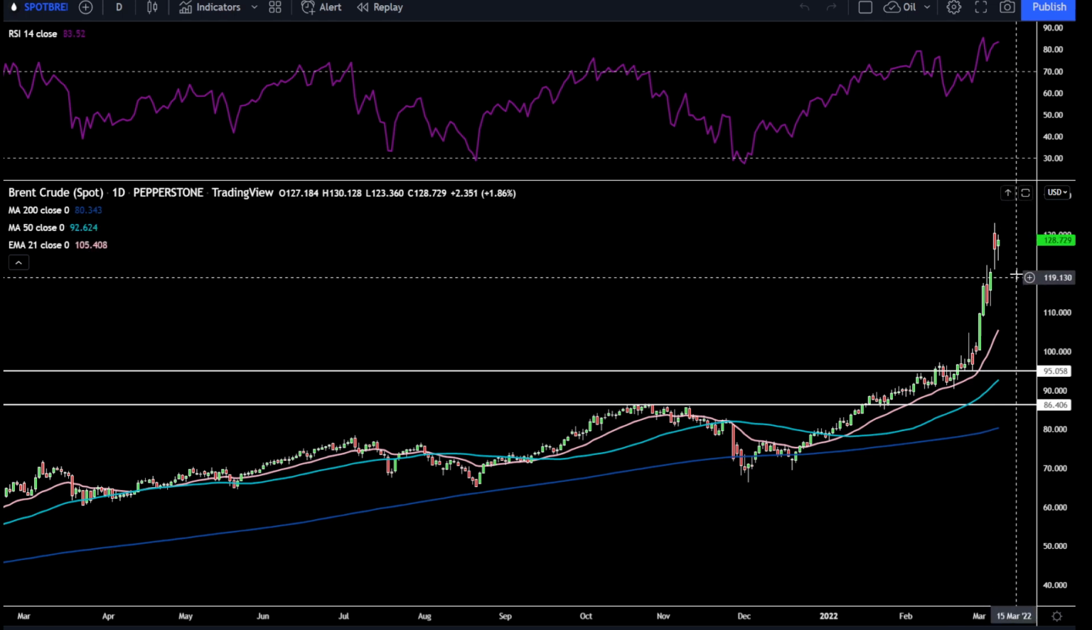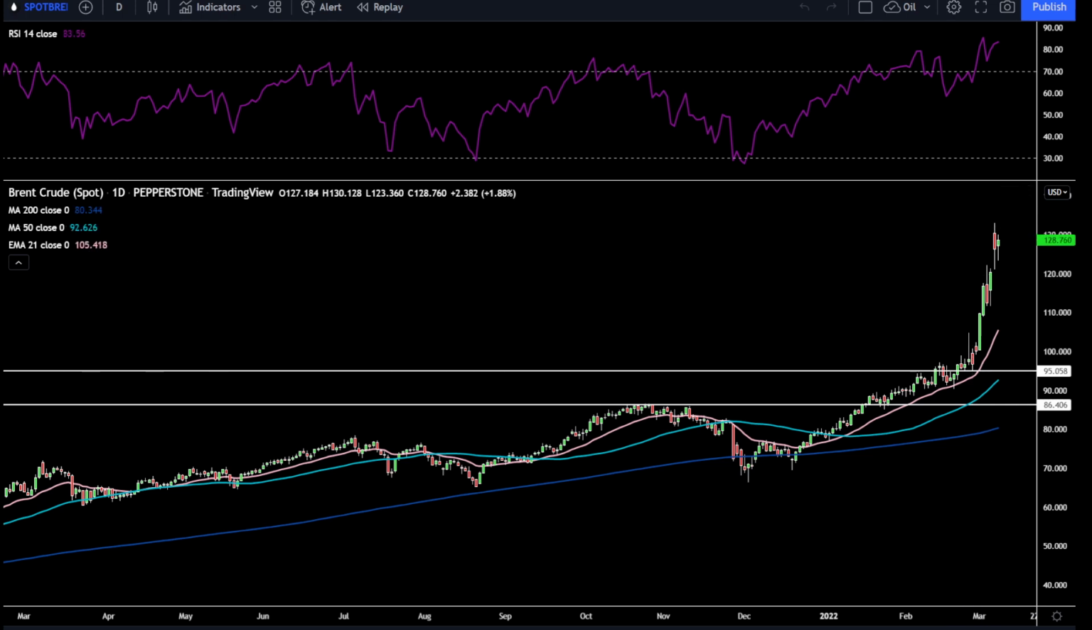And I'd say 120 would be the level on the downside to monitor in terms of if price was retracing. I'd want to see what price does around there. On the upside, from here, 130, 135, 140, potentially 150. If we see the situation in Russia, Ukraine deteriorate further, and that embargo on oil from the US taking place.